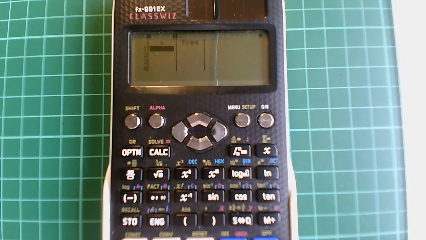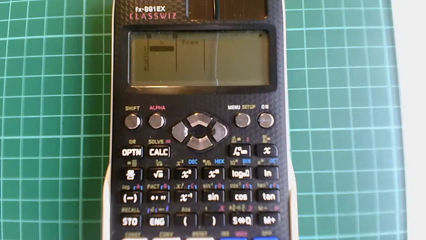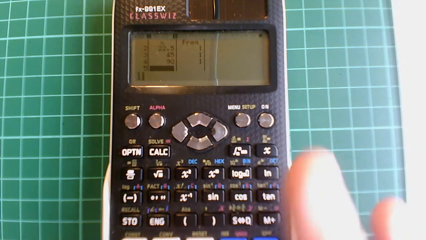Now, I'm just going to switch back just so you can see. These are our values. If you haven't got this down, pause now and get it down because we're going to put these into our calculator. Okay, so let's get them in then. Our first value is our midpoint, which is 7.5. The next one is 22.5, the next midpoint was 45. Then we've got 90. And then our last midpoint, which is 180.